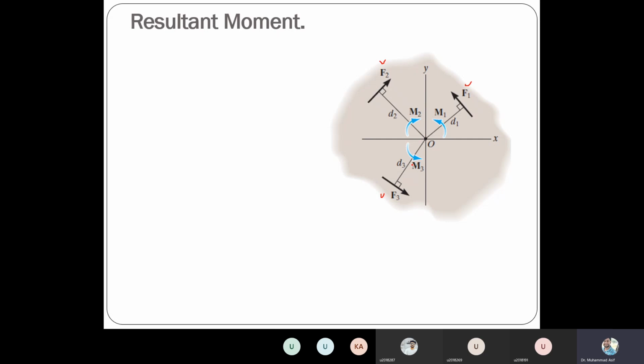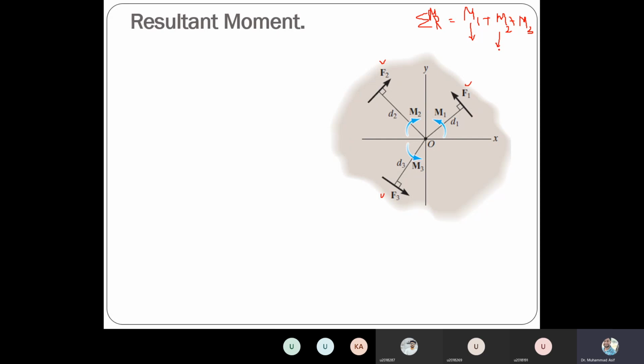So how to figure out the resultant moment? You have to add up these moments. I mean the resultant moment, MR, is basically the sum of the three moments, M1 plus M2 plus M3, right? All three moments you add up, that will be the resultant moment, right? And what is the value of M1? M1 is related to F1 times D1.